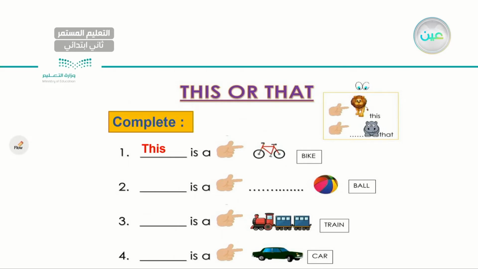So let's read it one more time. This is a bike. One more time. This is a bike. Very good. Number two. Now he's pointing at a ball.